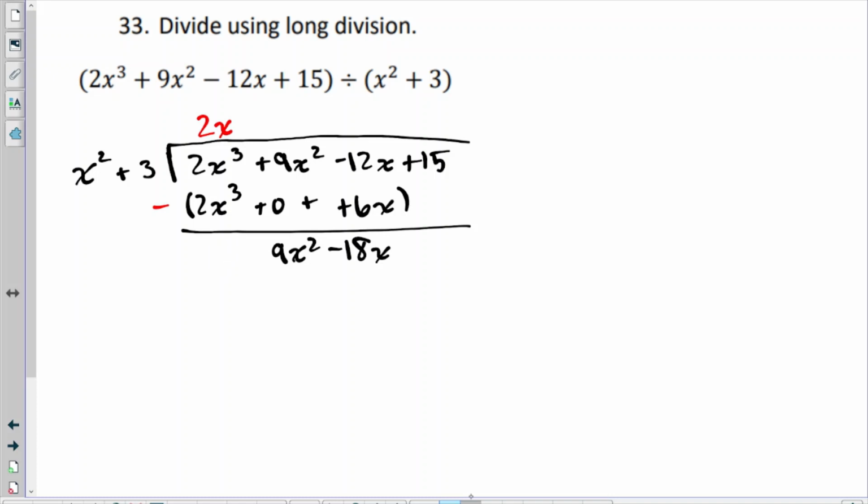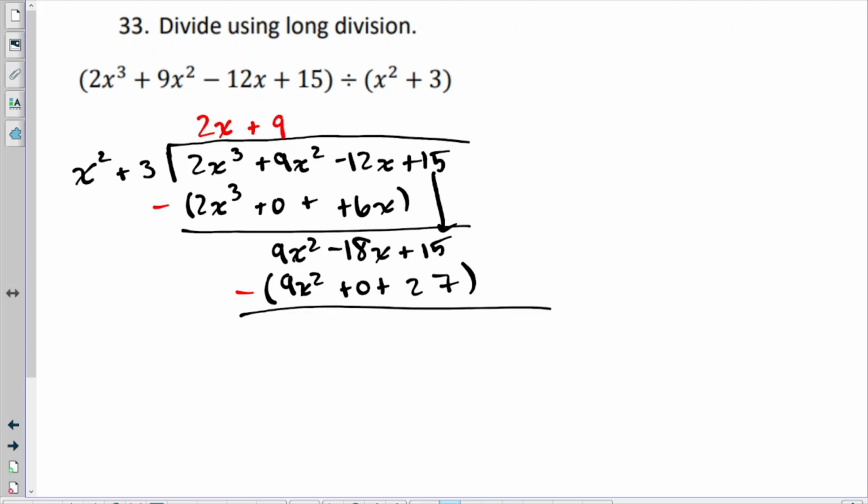And so your next term up here is going to be, what do you have to multiply this by to get to this, which is plus 9, okay? And so then you end up getting 9 times this whole thing, and that's what you write here. So you say 9 times x squared is 9x squared, and then 9 times 3 is just 27. And so in this case, you just drop this down, put a 0 here, and then this 15 is what you're subtracting 27 by.